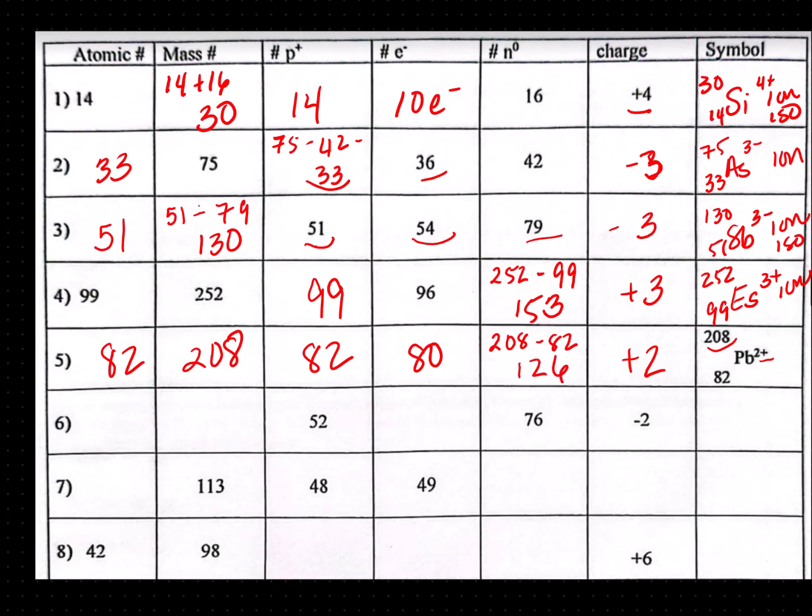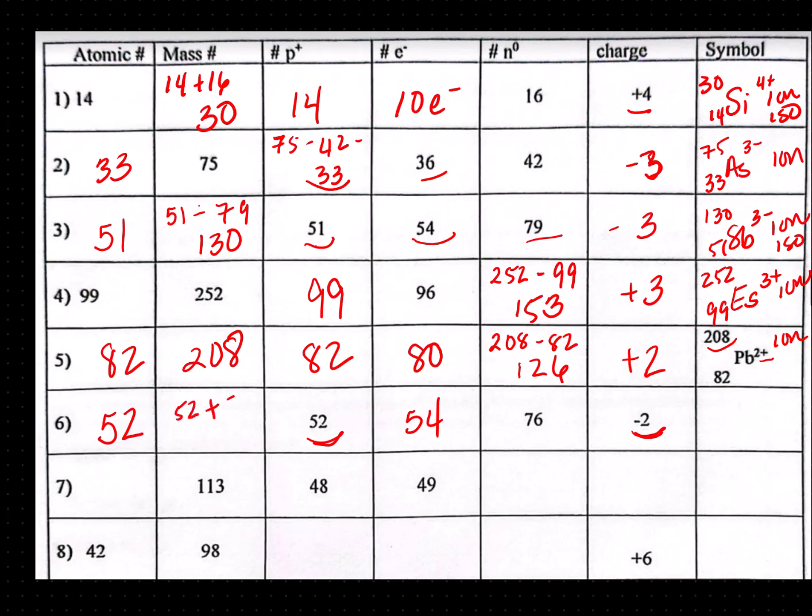Number 6, 52 is given as the number of protons, so my atomic number is also 52. The number of electrons is going to be greater, so it's going to be 54, because the charge is -2. That means it has 2 extra electrons. Since the number of neutrons is given, we take the number of protons, which is 52, plus 76, the number of neutrons, and that will give us 128.